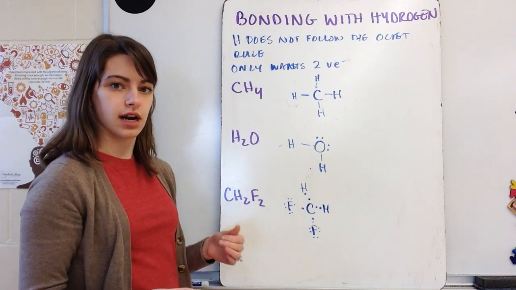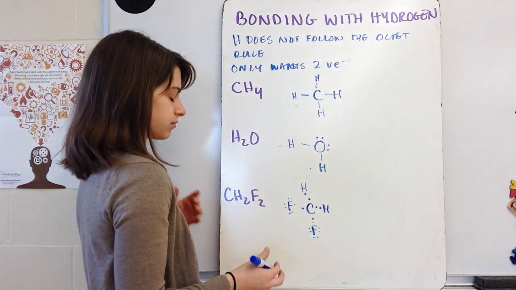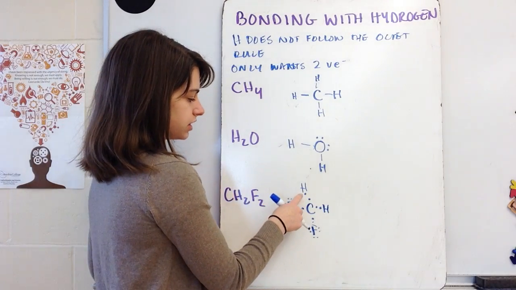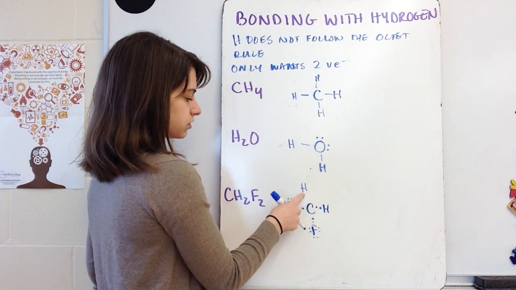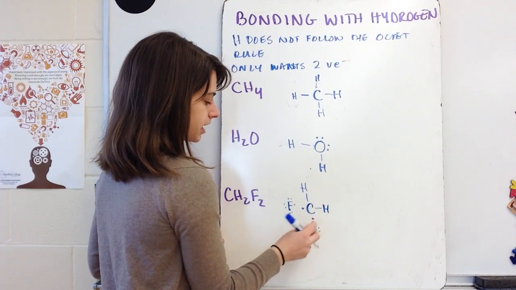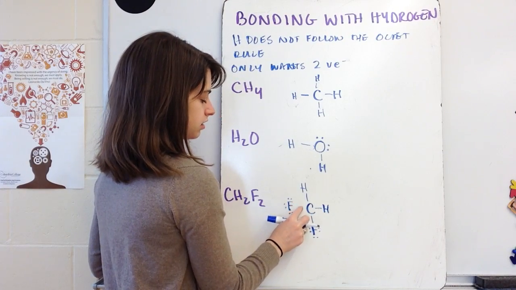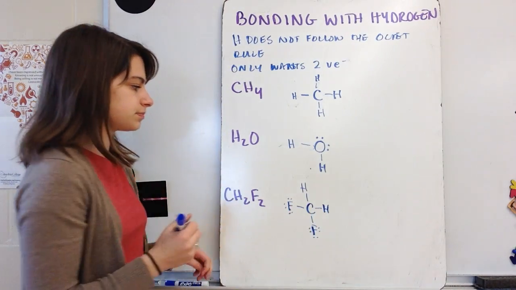Again, my dots are going to pair up, so any unpaired are going to find another unpaired to form a pair. So these 2 are going to pair up, so I'm going to erase those and draw a bond. These 2 are going to pair up, so I'll draw a bond there. Same with these guys, and then same with these guys.